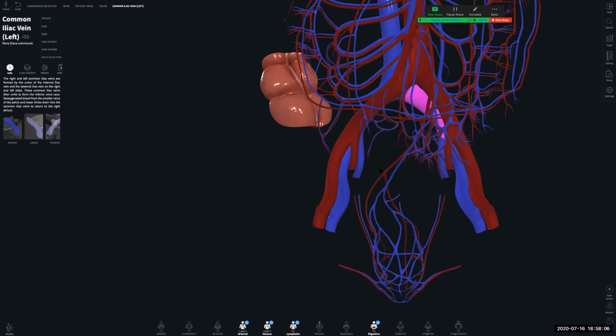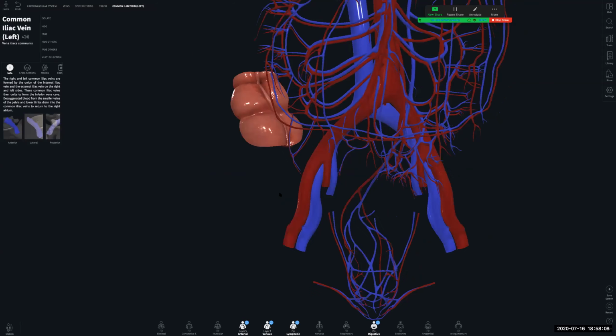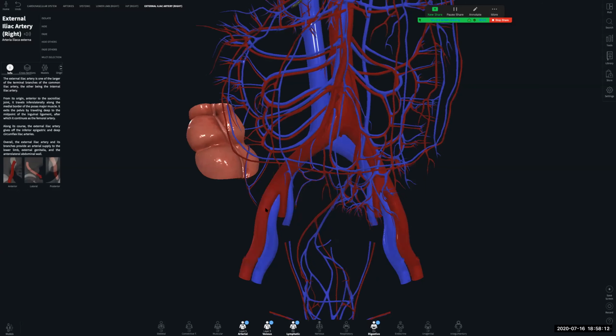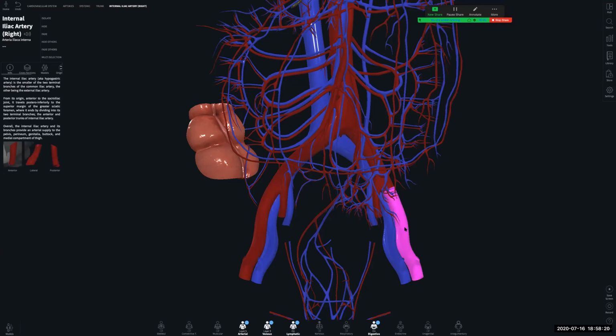Now the common iliac arteries further bifurcate into the external and the internal iliac artery. So this is the right external iliac artery. This is the right internal iliac artery. This one is the left external iliac artery, and this is the left internal iliac artery.